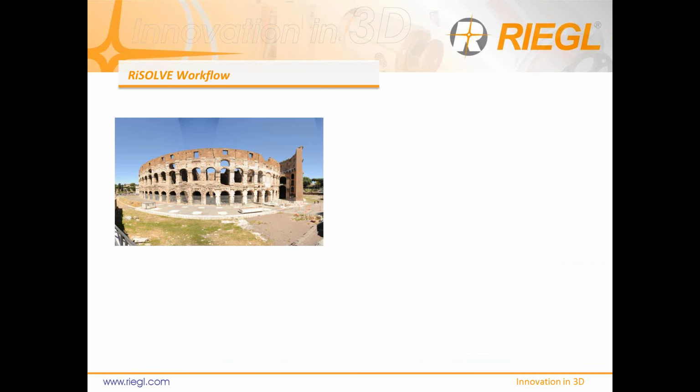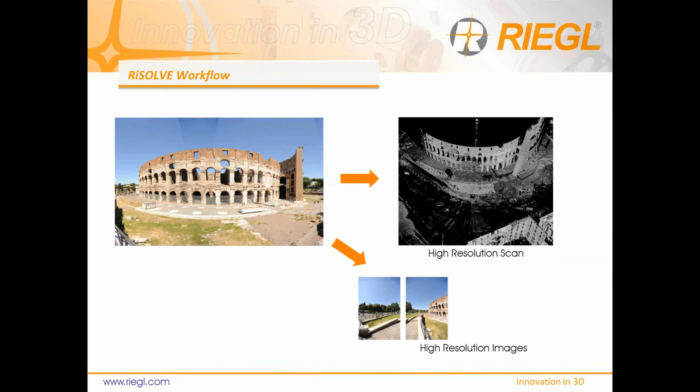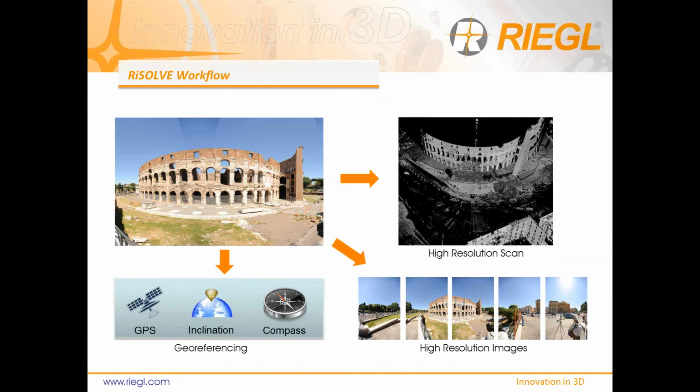So here's a stitched panorama image. I've cropped it just so it fits on the slide, but that's one of the products that come out of the scanner. So you click one button, you get a high resolution scan. Automatically, you get five or more images. It's user definable. You can parameterize this. High resolution images are what we stitched to make this view of the Colosseum. And then at the same time, while scanning, the system is recording GNSS data, inclination data, and compass data. So in the end, you end up with a coarsely registered point cloud.